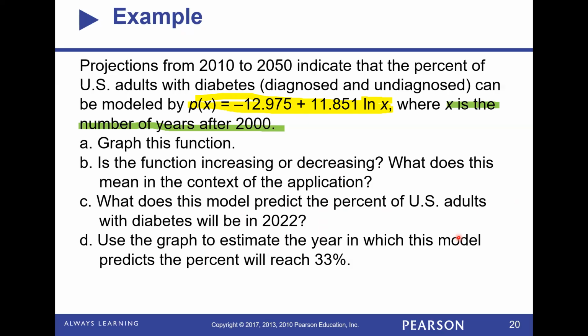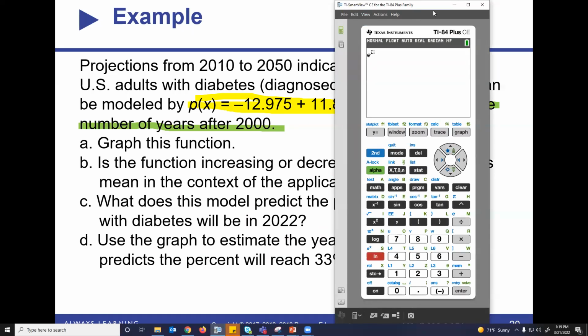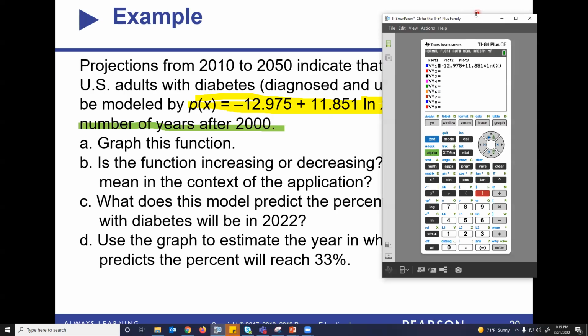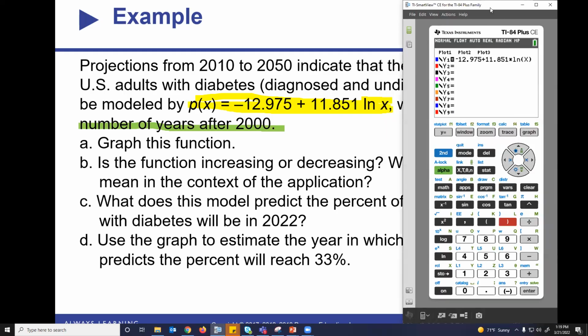Okay, so let's start with graphing it. Let's pull out that graphing calculator to help us out here. With that graphing calculator, we are going to hit the graph button. I have stuff in there, so I'm going to go ahead and clear it out. So I have negative 12.975 plus 11.851 times our natural log of x. Again, that's just me putting it in there, not a big deal. Okay, so we've got it in there.